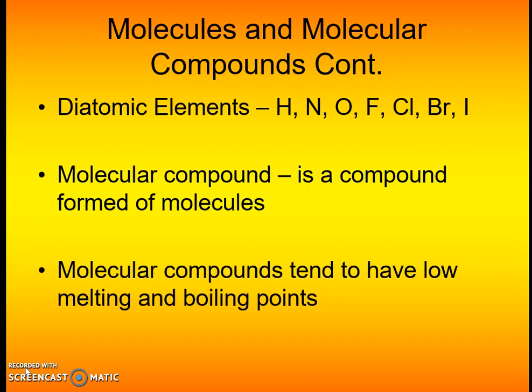They're their own separate entity. And because of that, they have much lower melting and boiling points than we saw of ionic compounds. Ionic compounds have super high melting points. You only find them as crystalline solids at room temperature, where molecules could be a crystal solid like sucrose, but also could be a liquid like we see in water, or a gas like we see with oxygen.